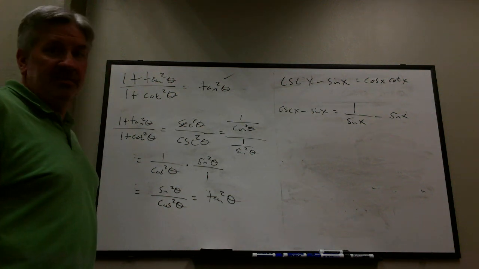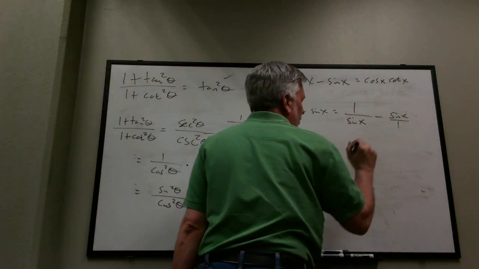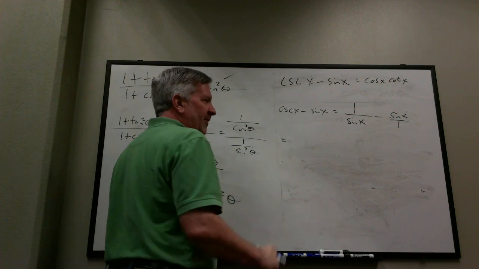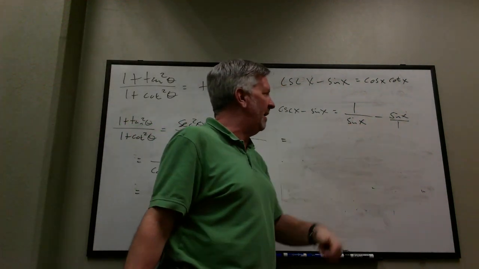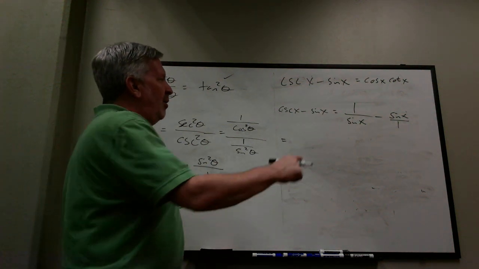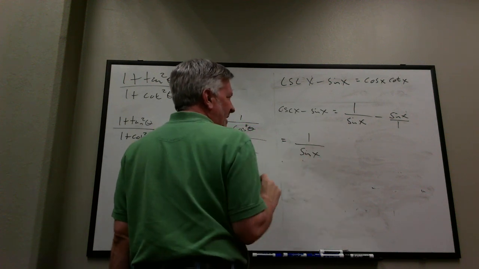Well, let's subtract the fractions, okay? So you can think of this sine x as sine x over 1, right? I want to subtract fractions. So how do you subtract fractions? You need a common denominator. What's the least common multiple of sine x and 1? Well, it's sine x. So the least common denominator is going to be sine x. Well, I already have a sine x here. I'm going to leave that alone. I don't have to do anything to that because I have sine x.